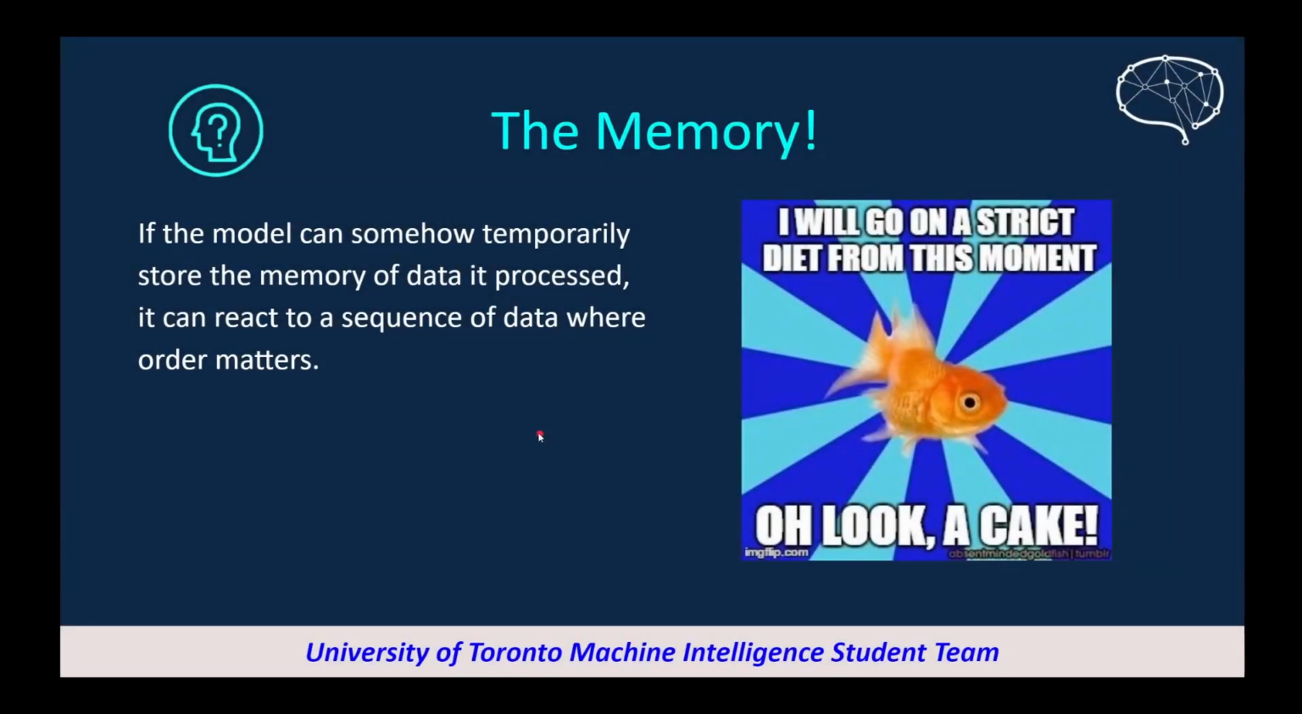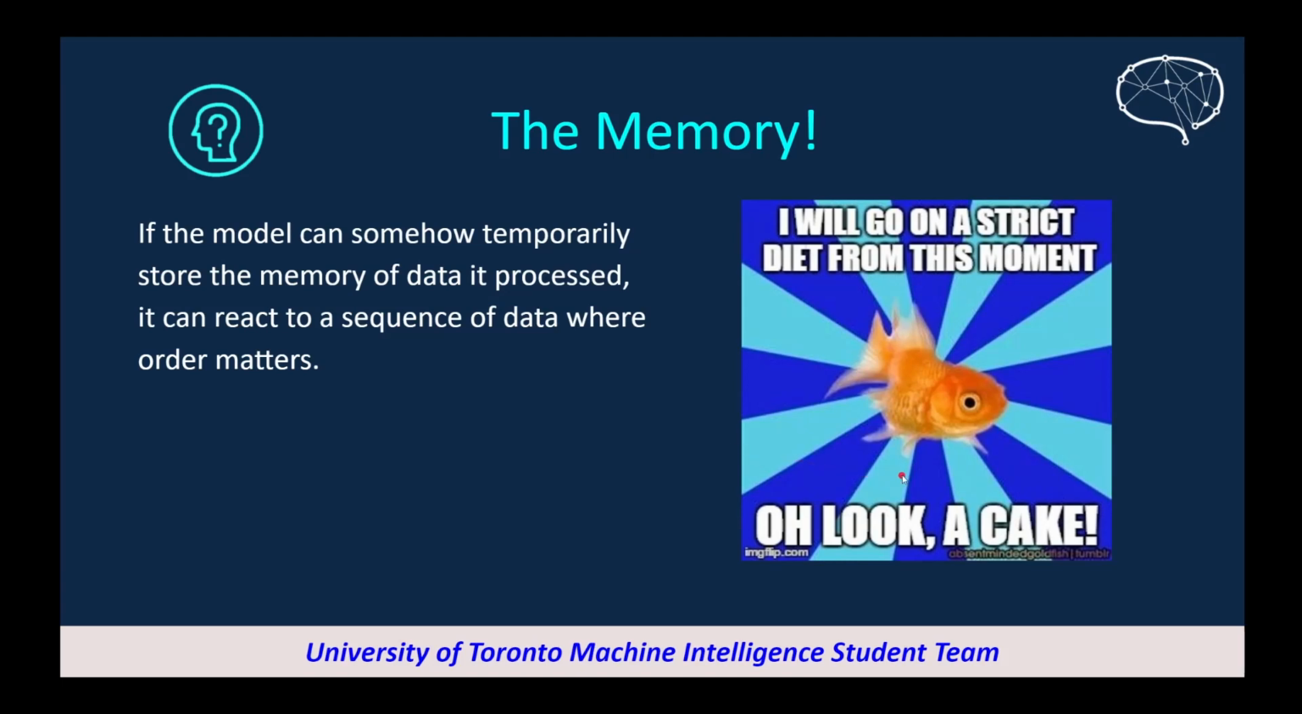So of course, the memory is the most important thing, and it's hard to keep the memory in the model when the model can only do forward passing, right? So if the model can somehow temporarily store the memory of data it processed, it can react to a sequence of data where order matters. If the model can remember the inputs it processed earlier, then it may have a different compute result when it's processing the input later.